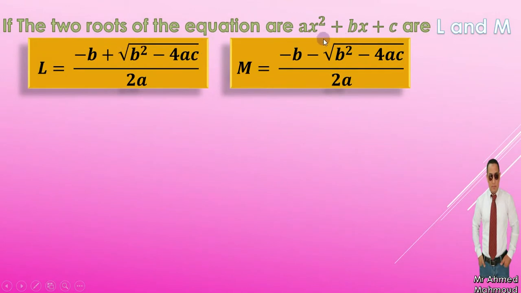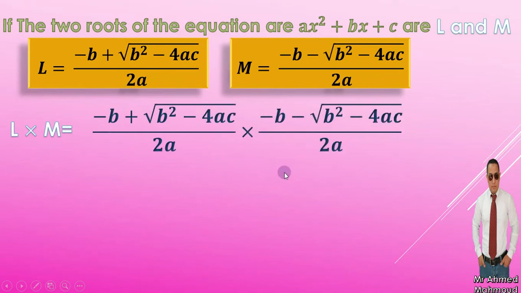If the two roots of ax power of 2 plus bx plus c are L and M, as we said before, let's multiply them. I'm going to multiply this fraction times this fraction like this. When we multiply two fractions, what do we do? If we have, for example, 3 over 4 times 1 over 5, we do what? 3 times 1 equals 3, 4 times 5 equals 20. This is what we do in multiplication. So I will do this with these fractions.